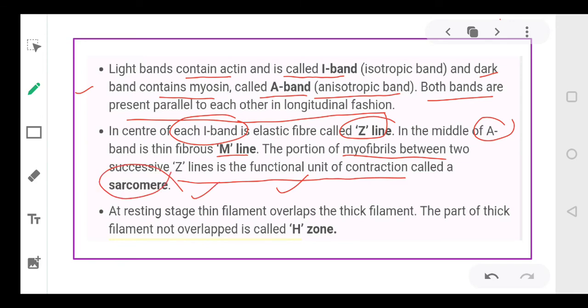At resting stage, the thin filament overlaps with the thick filament. When muscles are at rest, your I filament and A filament overlap with each other. Okay, they overlap with each other when they are resting. Clear? And the portion of the thick filament which is not overlapping is called H zone.